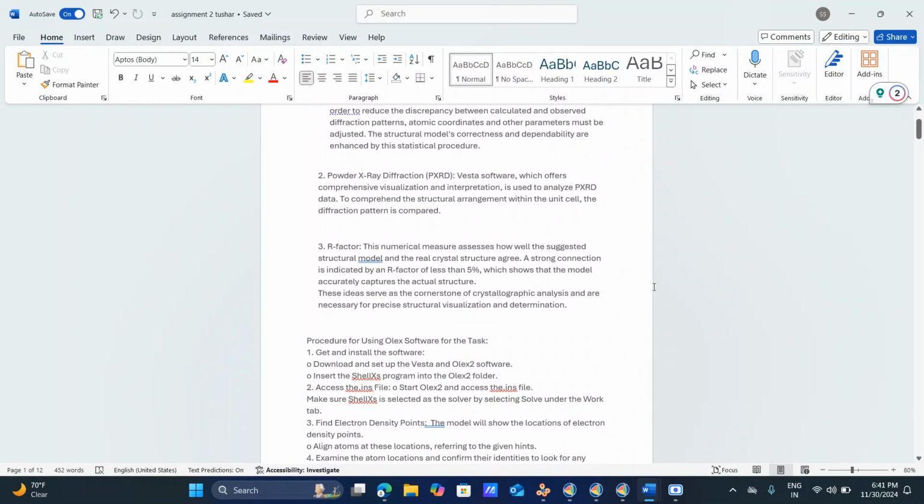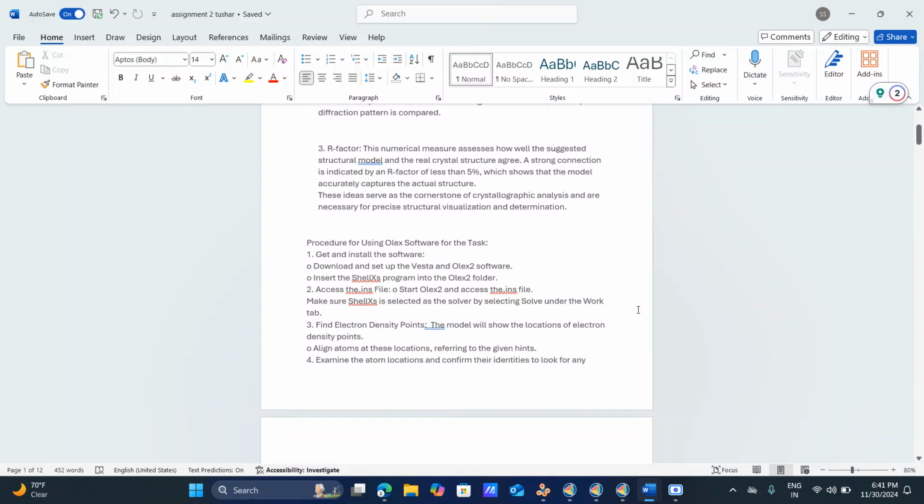Then, moving ahead with the R factor. The R factor is a very important concept here. It is a numerical measure that assesses how well the suggested structure model, the model that we have been suggesting, agrees with the real crystal structure. When the R factor is less than 5%, with an R value around 0.05, it's a very good agreement between the calculated and the observed structure. So it is a really important factor, so we can understand whether our structure is right or not, whether it is agreeing with the observed structure or not.